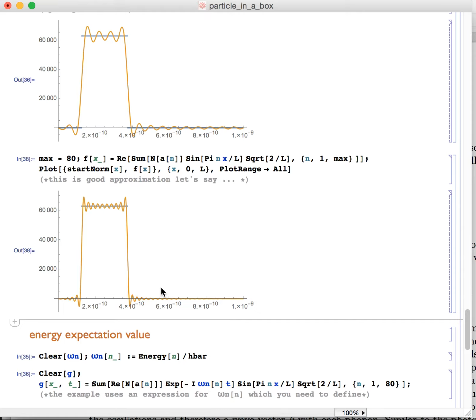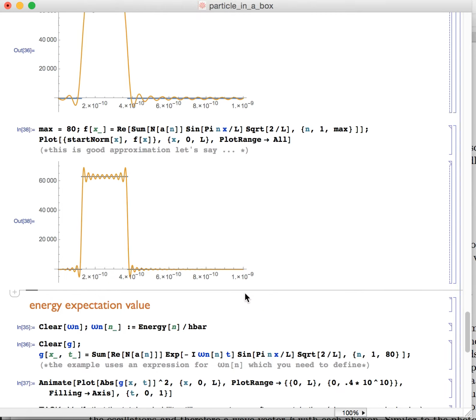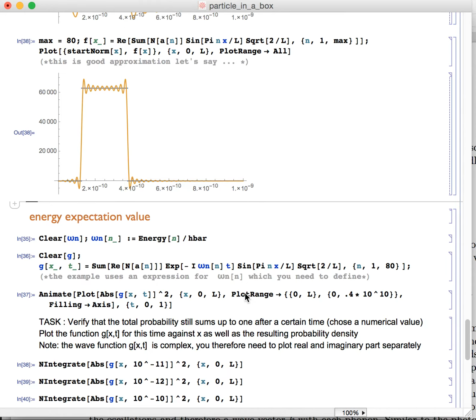And I think we will use now in the following study, to study time dependence. We use now the approximation with 80. Then we just take this as our corresponding state. So now we define again, omega n is now energy n over h bar. And then we have our wave function with time dependence. So again, we sum over all of up to 80. And then we have our time dependence here.